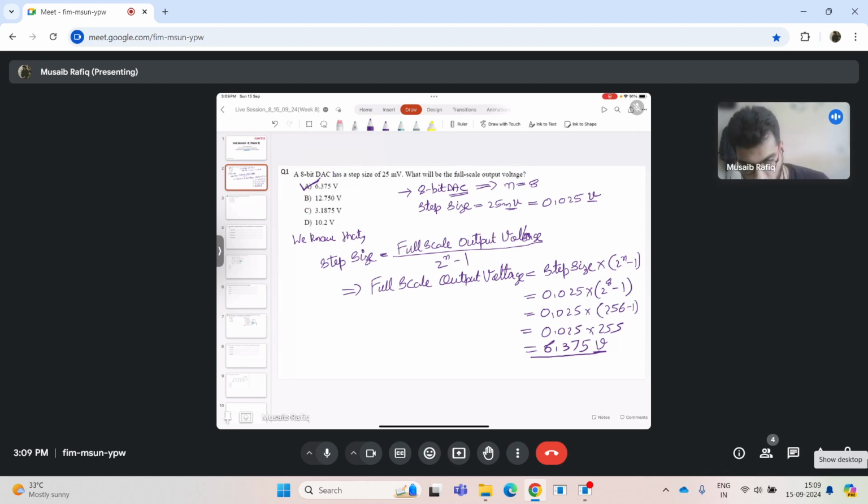So what was the question? The question was we were given an 8-bit DAC that had a step size of 25 millivolts, right? And we were required to find out the full scale output voltage. So what I did, I just wrote n equal to 8 and converted the step size of 25 millivolts into volts, 0.025 volts, that is SI units. Then we know that step size is equal to full scale output voltage divided by 2 raised to power n minus 1. Plugging the values of step size and 2 raised to power 8 minus 1, ultimately, after the maths, we have 6.375 as our final answer, right?